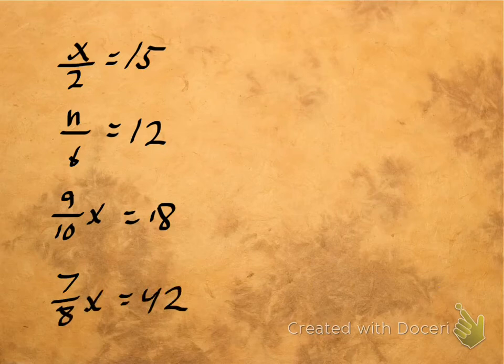Okay, so go ahead and pause the video right now. Copy down these four equations. Multiply both sides by a fraction, and the variables are all on the left. So we're going to multiply by the reciprocal fractions on all of these, and then write down your answers. When you're done, please resume the video and see if you got the same thing we did.